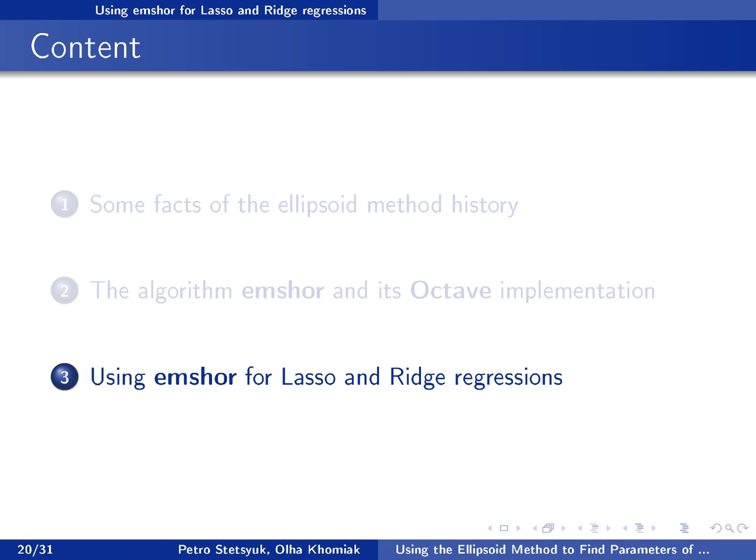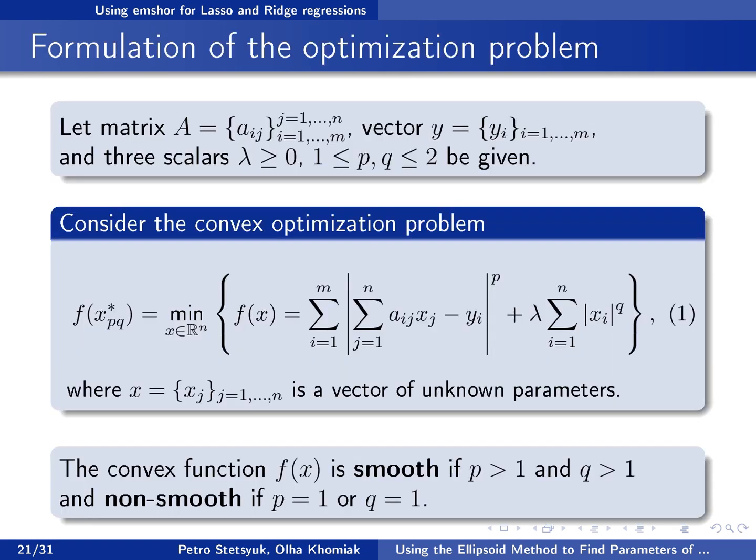Let's move on to the third part of our report. This is the central part that was prepared for publication in the conference proceedings. Here we consider the application of the ellipsoid method to the convex programming problem, partial cases of which are lasso and ridge regression. The results will also be presented on the next 7 slides with numbers from 21 to 27. Let's go to the first slide of the third part.